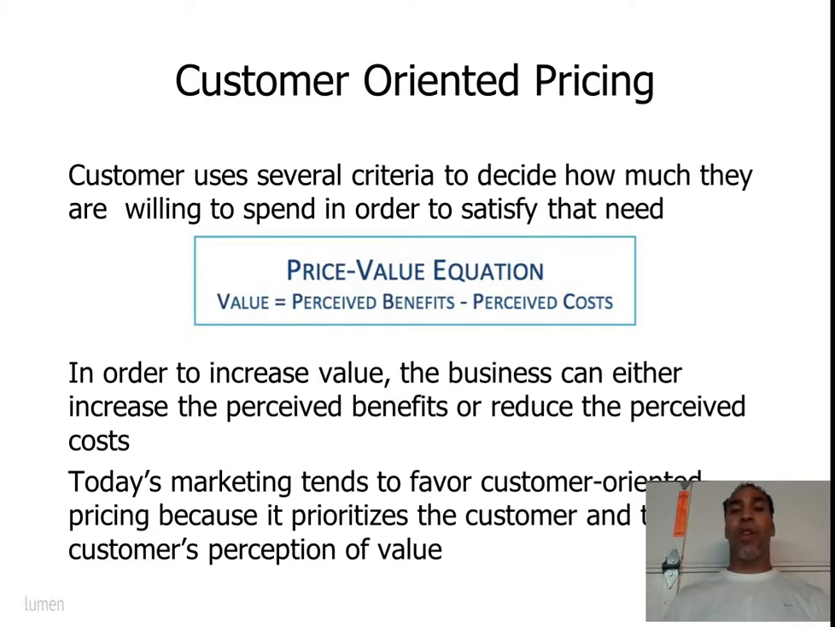It could cost you this amount in dollars and this amount in opportunity costs. In order to increase value, the business can either increase the perceived benefits or reduce the perceived costs. One of the two. Today's marketing trends favor customer-oriented pricing because it prioritizes the customer and the customer's perception of value, right? We're focusing on what you think as a consumer, and we're having that affect our bottom line as a business.